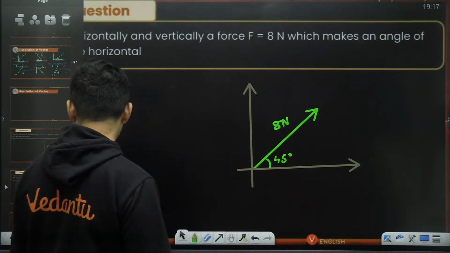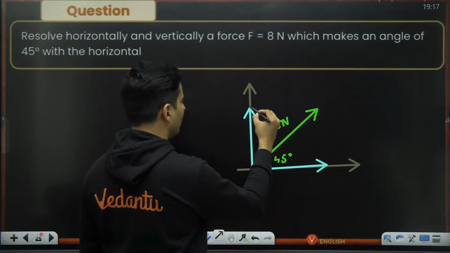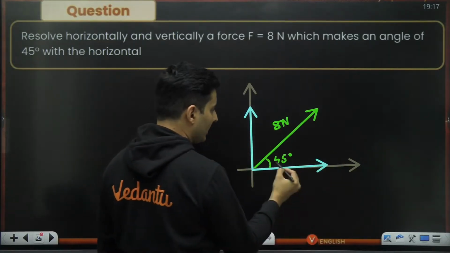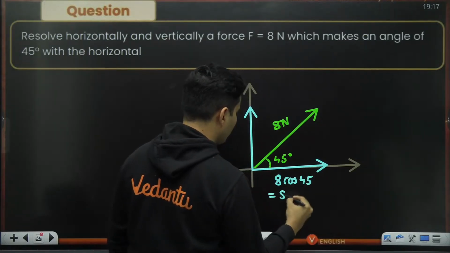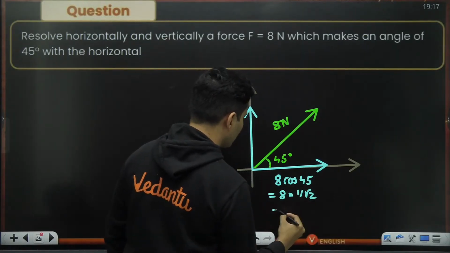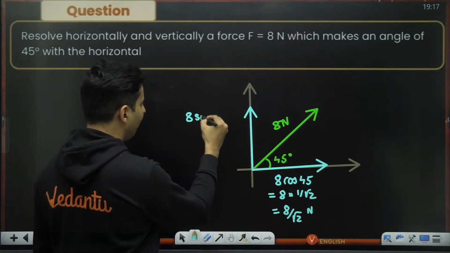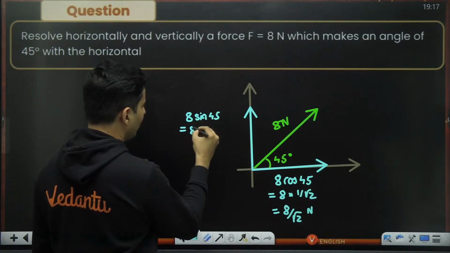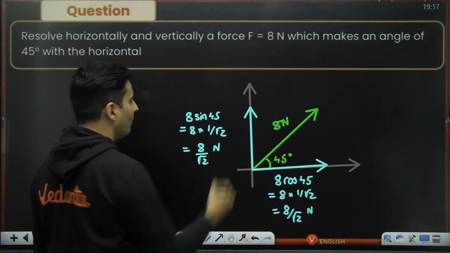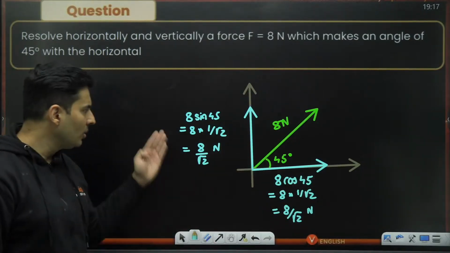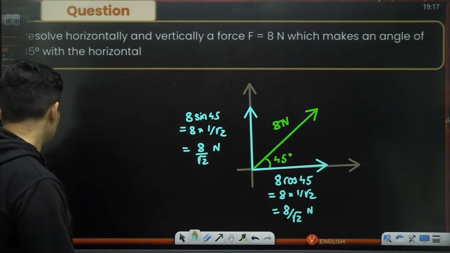So what will the next step be? Resolve the forces, meaning take a component like this and take a component like this. The one which is closer to the angle will be cos, so this will be 8 cos 45. Cos 45 means 1 by root 2, so this will be 8 by root 2 newtons. This one is far away, so sin 45. Sin 45 means 1 by root 2, so it will be 8 by root 2 newtons in the y direction. So the x component is 8 by root 2, and the y component is also 8 by root 2 newtons. That is the answer to this question.